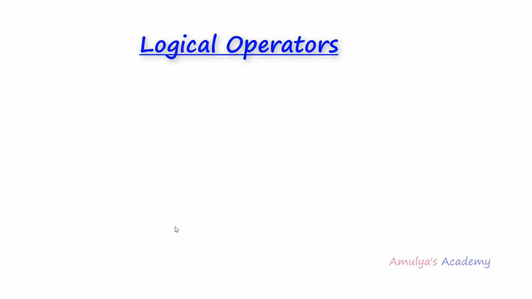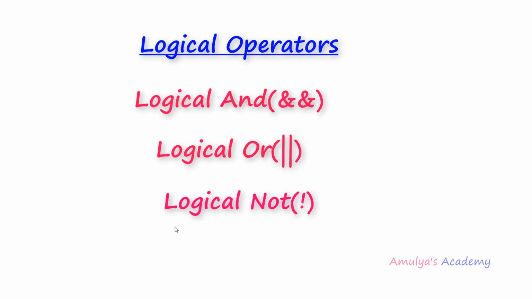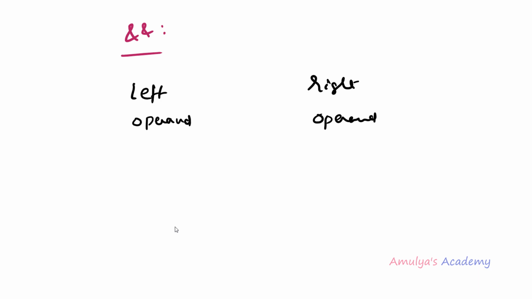Next, we can use three logical operators in C: logical AND, logical OR and logical NOT. First we'll discuss the logical AND operator. The logical AND operator returns true when both conditions, that is the left operand and the right operand, are true, otherwise it will return false. We use this operator like this: left operand and right operand, and in the middle we use this logical operator.